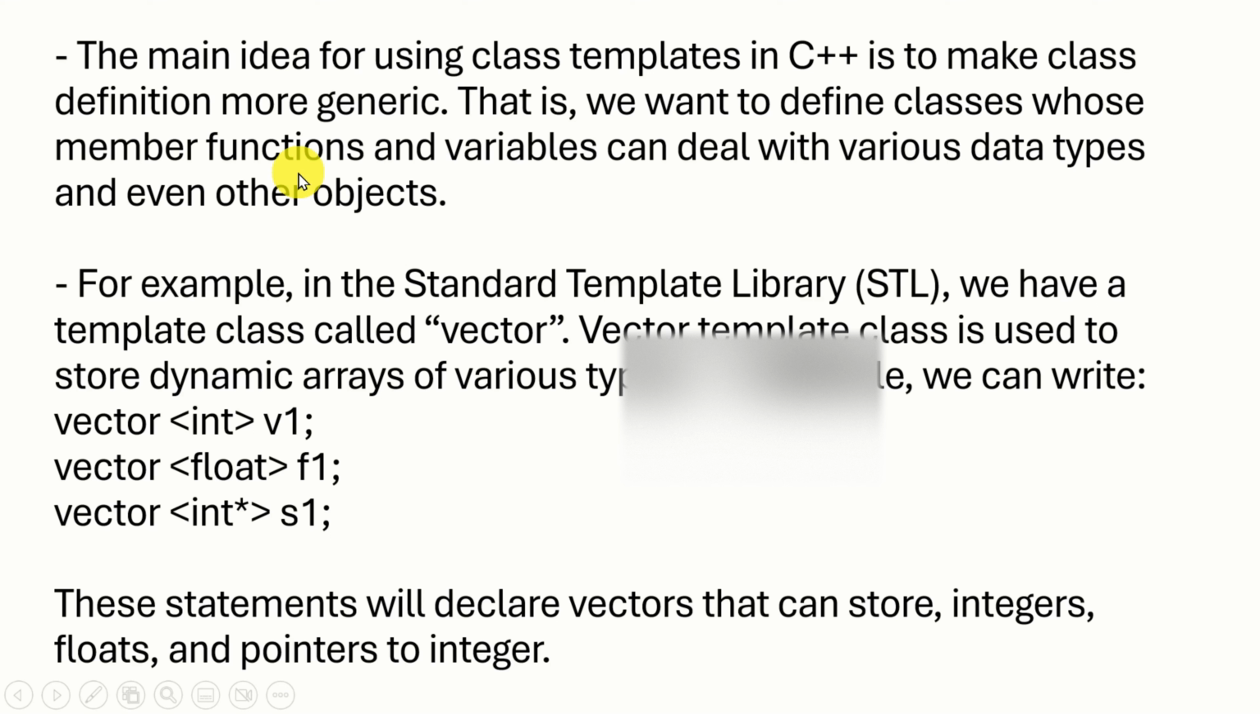That is, we want to define classes whose member functions and variables can deal with various data types and even with other objects. For example, in the so-called standard template library, or STL, we have a template class called vector. Vector template class is used to store dynamic arrays of various types. For example, we can write vector of the type int v1, then vector of the type float, for example f1, then vector int pointer s1. These statements will declare vectors that can store integer, floats, and pointers to integers.